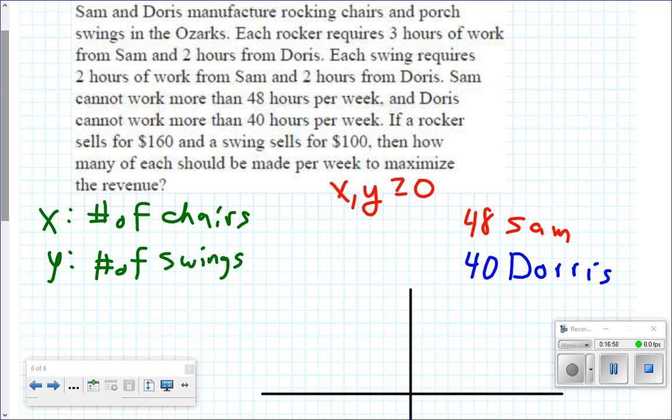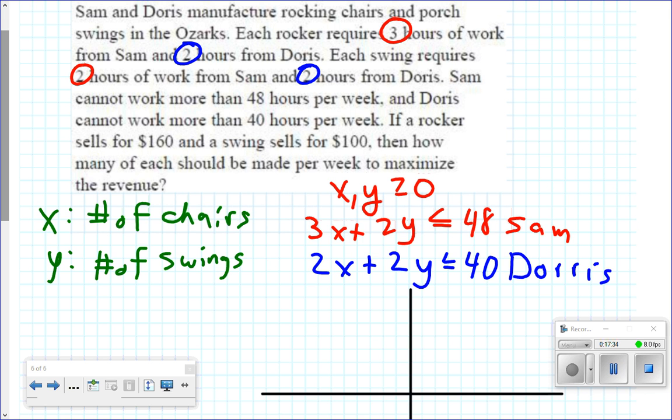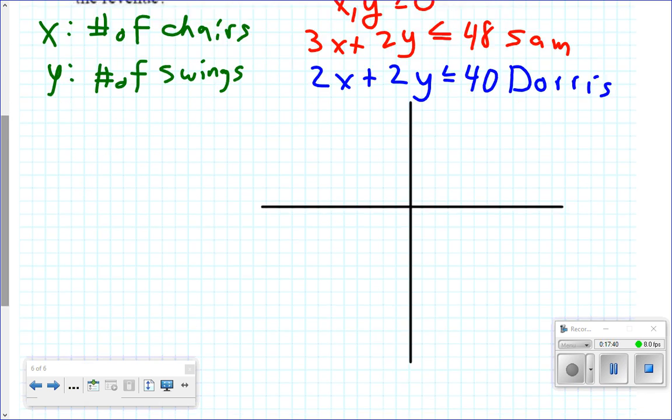All right. So let's write the one for Sam. Each rocker, Sam spends 3 hours on each rocker, and he spends 2 hours on a swing, so 2y. Doris is going to spend 2 hours on each rocker, and each swing requires 2 hours. Okay, so now that we have our constraints, we're going to graph each one onto our feasible region.